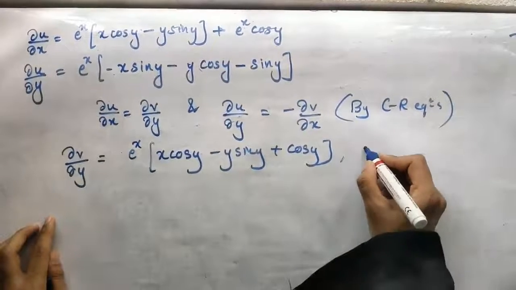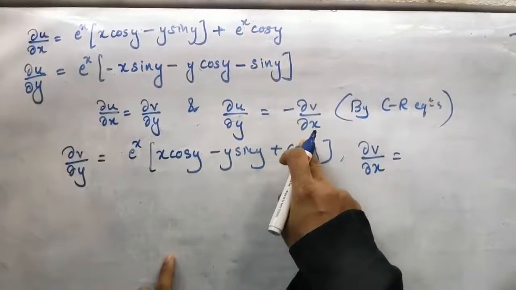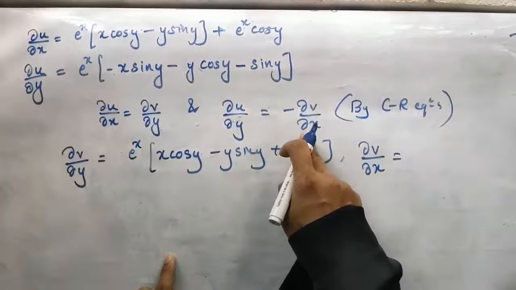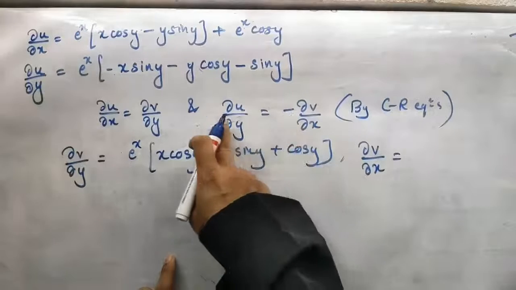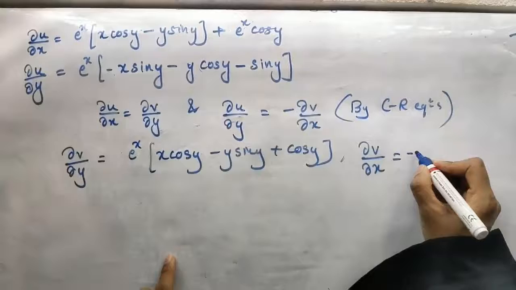Similarly, I can also write dou V by dou X is equal to, see, I can write from equation 2, that is the second CR equation, dou V by dou X is equal to minus dou U by dou Y. Okay, so it will be minus dou U by dou Y.